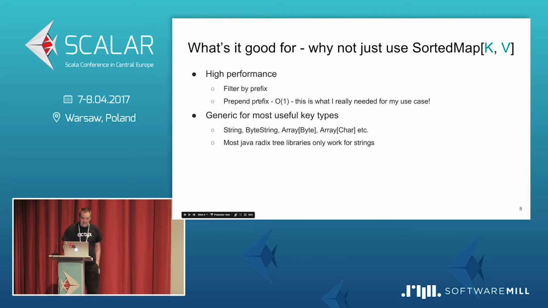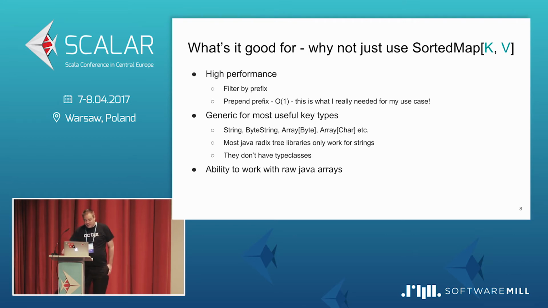Most Java radix tree libraries only work for strings, so they are not generic, which is, of course, because they don't have type classes. And doing it the other way would be very inconvenient. I also needed, for one use case, the ability to work with raw Java arrays, because if you want to store a blob and you don't care about immutability, the most compact representation is an array of bytes. There's just no way around it on the JVM.